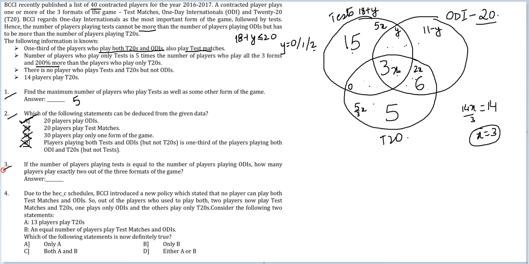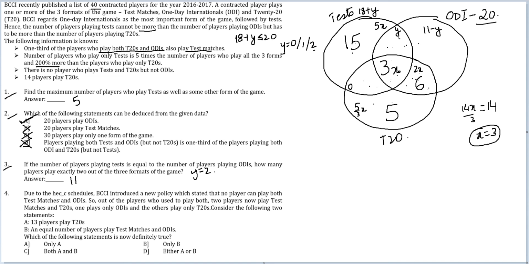Let's look at question 3 now. If the number of players playing tests is equal to the number of players playing ODIs, which means for this question y is equal to 2. Only then do you get this. How many players play exactly 2 out of the 3 formats of the game? So y is equal to 2. This is 2. This is 3. This is 6. 2 plus 3 plus 6 is 11. The answer to this question is 11.